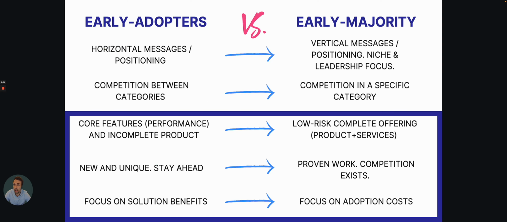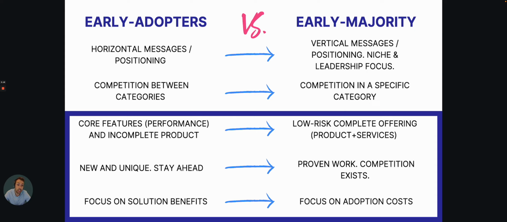This is just a summary. Early adopters don't care about verticalization. It's not that they want horizontal messages, but they don't care if your technology is not verticalized or specialized for their vertical, because they can match what your product does with their vision. They have a very visionary mindset. So in terms of positioning, they don't care that much about that.